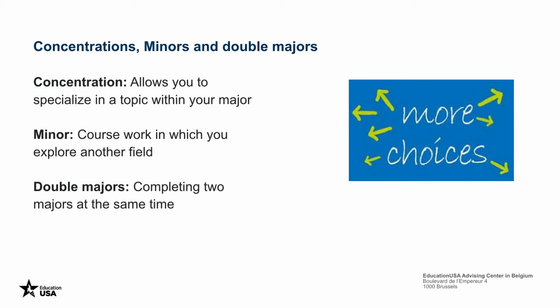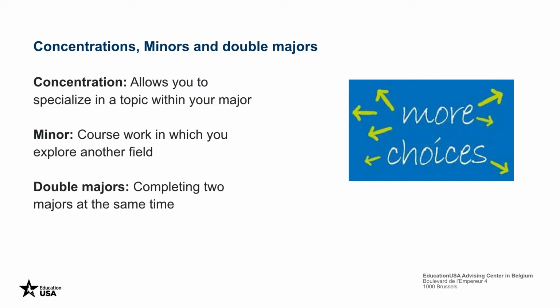When choosing a major, you even have more options than you think. Depending on the institution, you will have the option to select a concentration. A concentration allows you to specialize in a topic within your major. For instance, if you choose history as a major, you might concentrate in Europe during the Middle Ages.